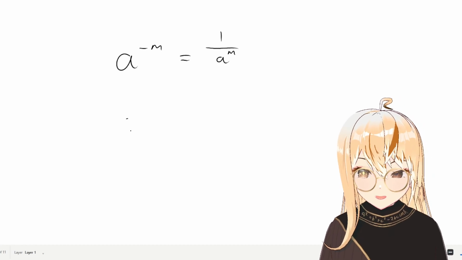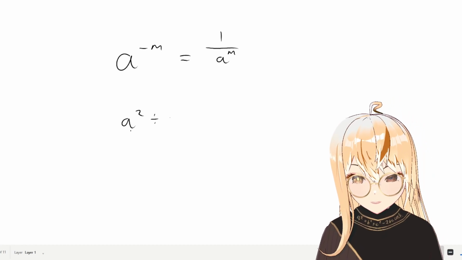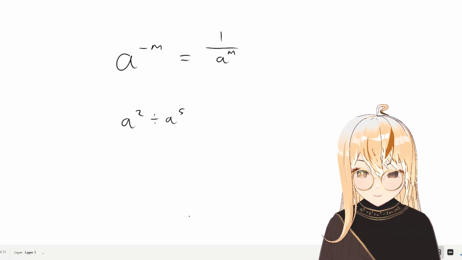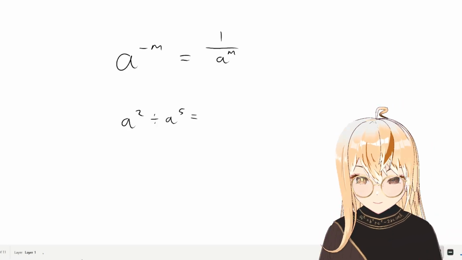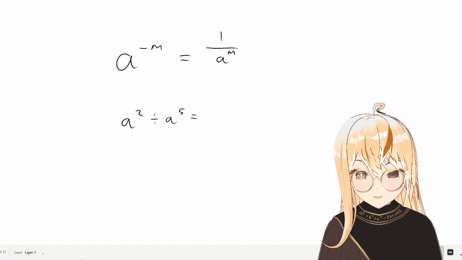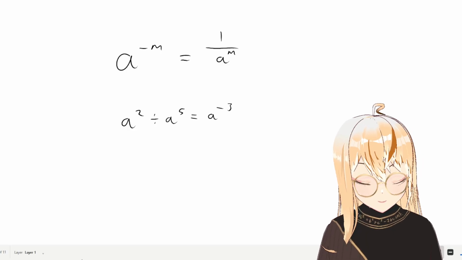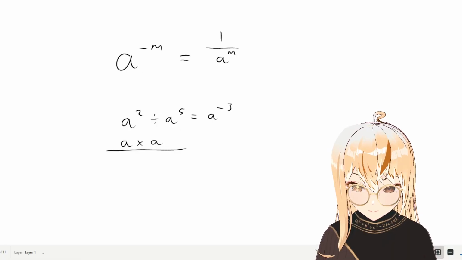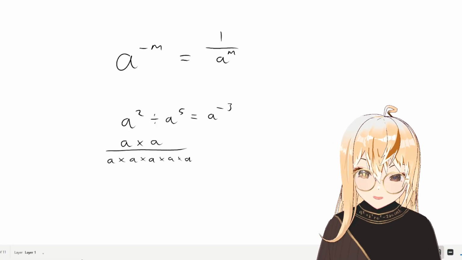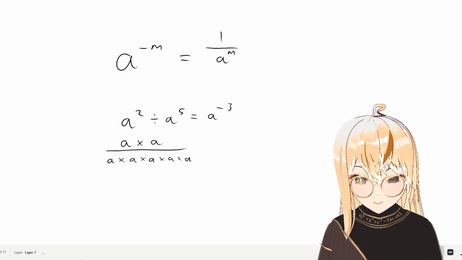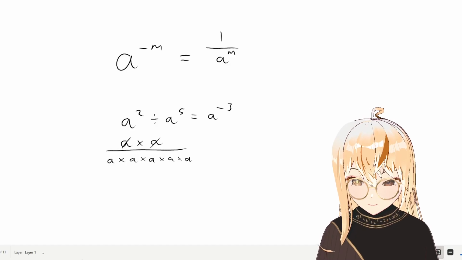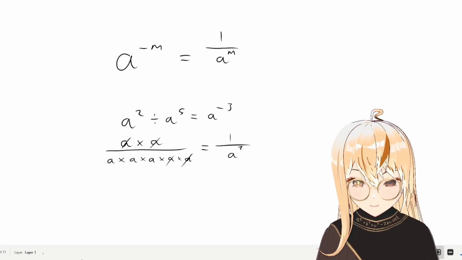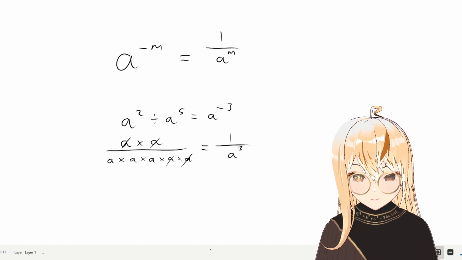Say we've got a to the 2 over a to the 5. Now again, when we divide, we're going to subtract the powers. So we get a to the minus 3. We can also write this as a big fraction. Who would have guessed? Now we can cancel out our a's, and that would give us 1 over a to the 3, which follows our rule.